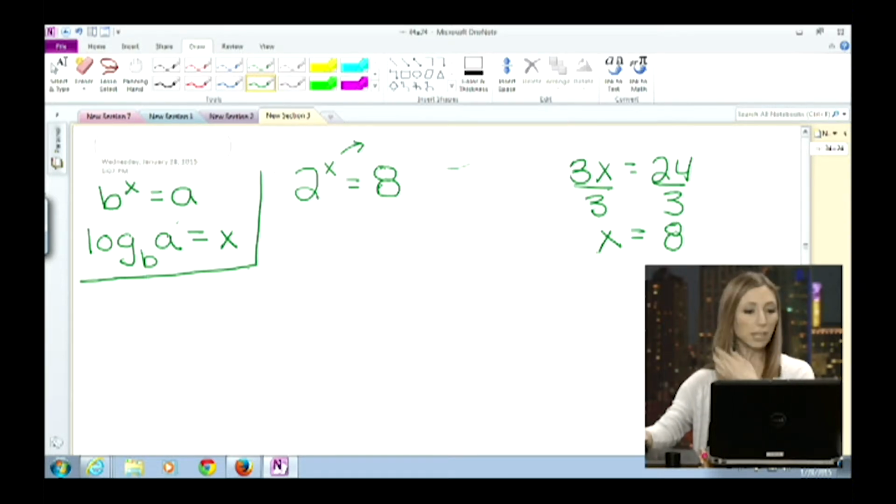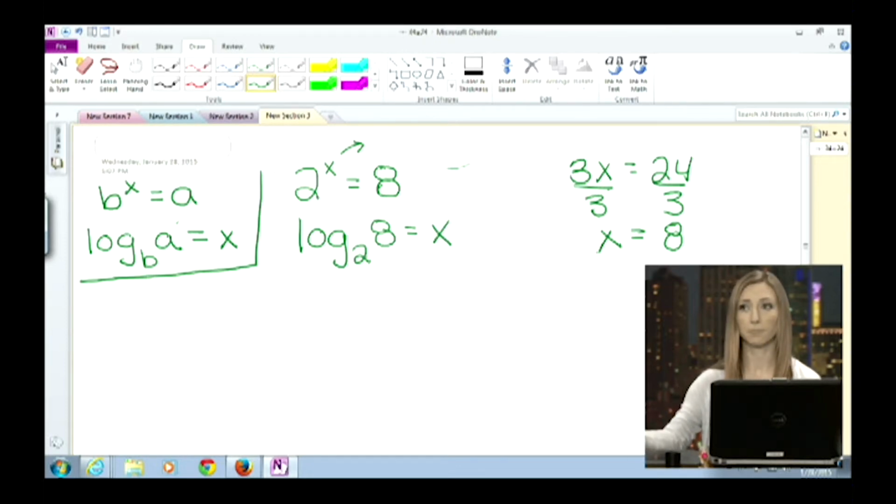So if I had this equation 2 to the x power equals 8, the way that I could get the x by itself is to rewrite it in logarithmic form. So log base 2, because 2 is my b, it's in the same position as the b over there, and then 8, which is in the same position as a in our rule, and then equals x. So at this point we have x by itself.